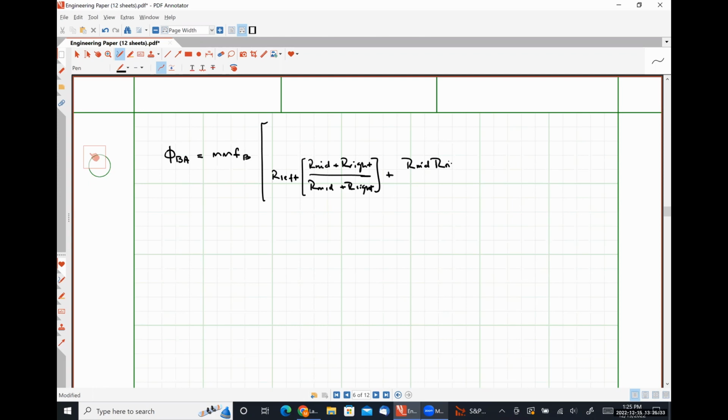Here I have R mid times R right over R mid plus R right. And then up here, after my R mids cancel each other out, I have left just R right over R mid plus R right. So the purpose of doing this fancy algebra here was to put a factor of R mid plus R right in the denominator of everything so that I can cancel it here and here and here.